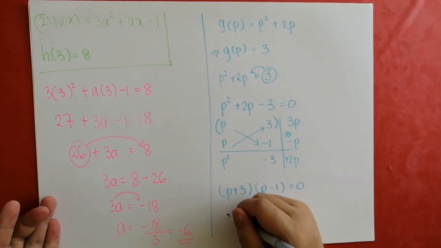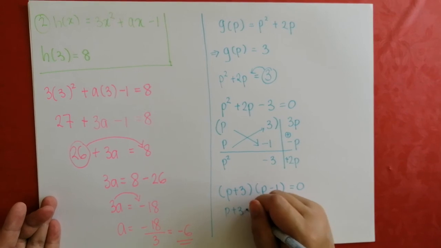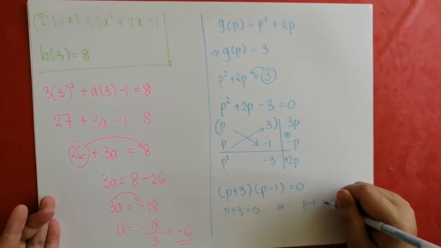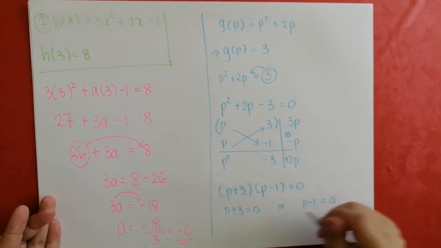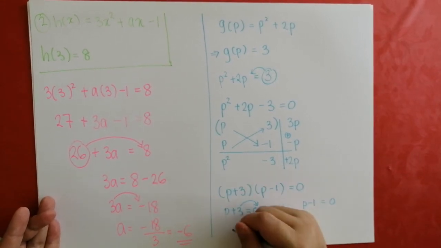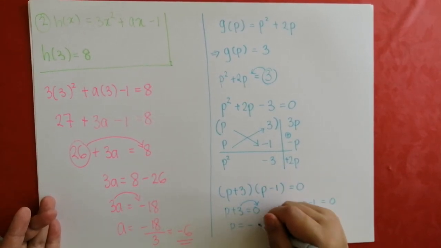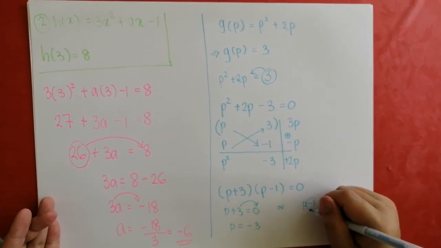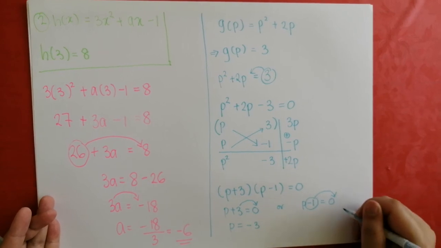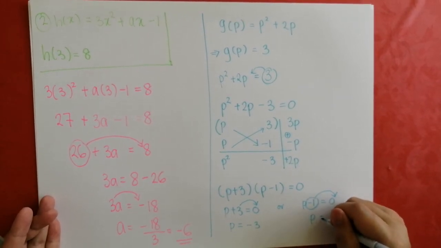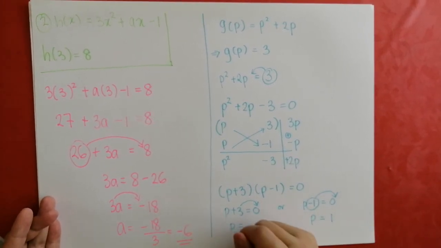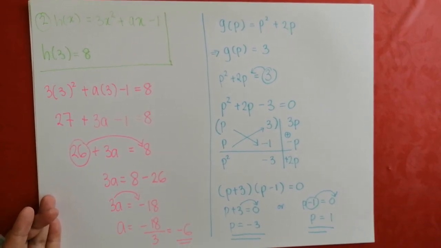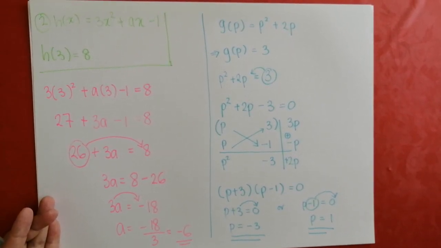From there, we know that p plus 3 is equal to 0, or p minus 1 is equal to 0. Move plus 3 to the other side, so p is equal to minus 3, because 0 minus 3. Move minus 1 to the other side, it becomes plus 1, and 0 plus 1 gives you 1. So therefore, your answer will be p equals negative 3 and p equals 1.